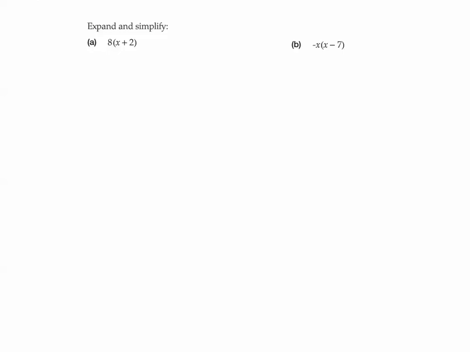So we're looking at expanding brackets here. Now with expanding brackets, it's important to know what this means here. So we've got 8 brackets x plus 2. What the important part is we need to know is, what is this 8 doing to the bracket? Well, whenever you've got a number straight next to a bracket, it means times. So it will look like this: 8 times, then you've got the brackets x plus 2.